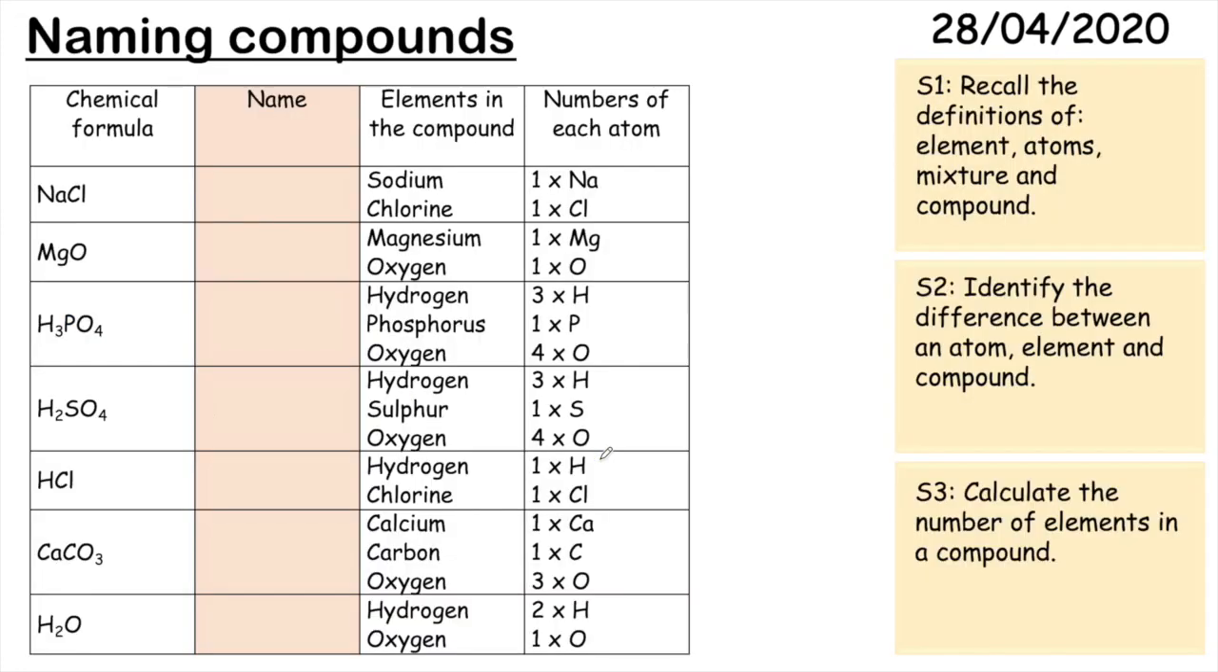Now, today's lesson, we're going to start off by looking at how to name compounds. And this is what you should have completed last lesson. You should have the chemical formula, the types of elements in the formula, and how many of each you have. Now, this was an extension last lesson, but we're going to go through the answers for this, and I'm going to show you how to do it as well.